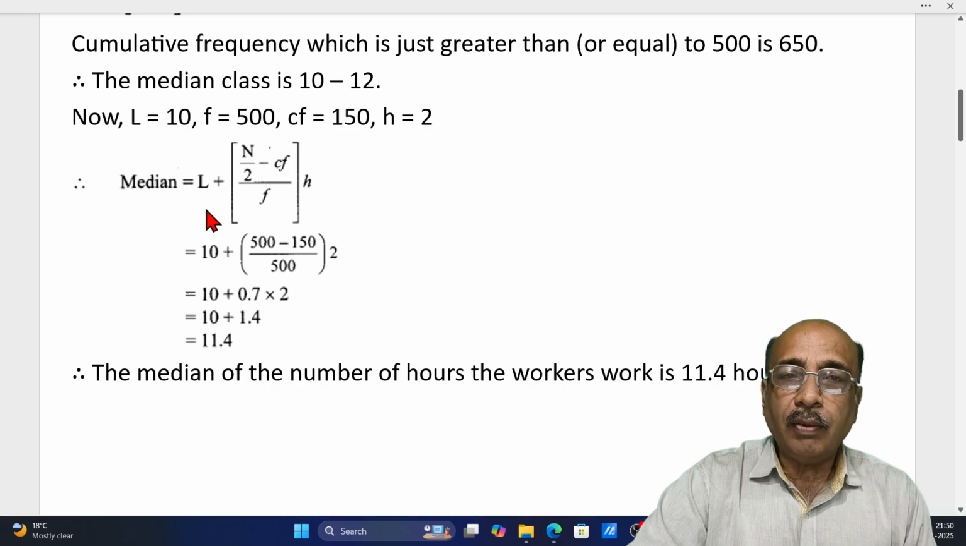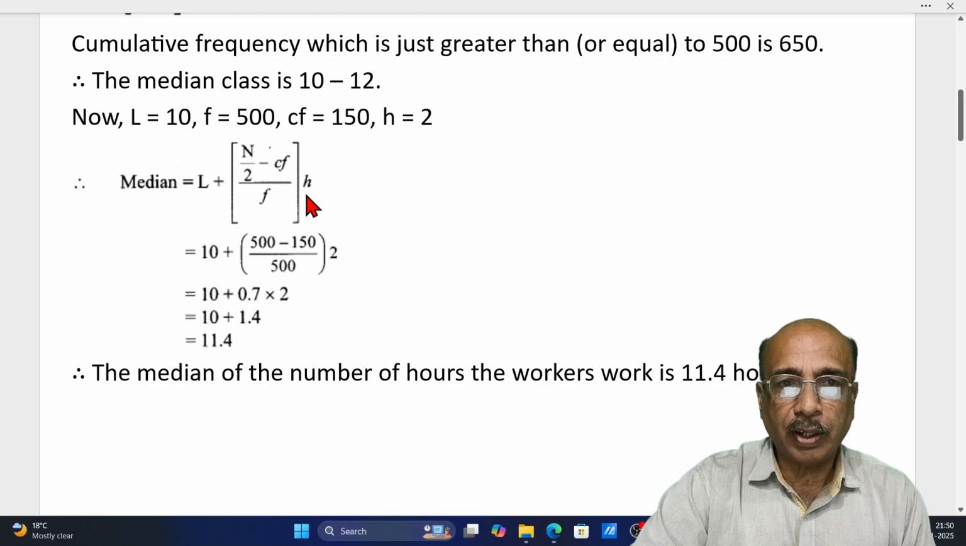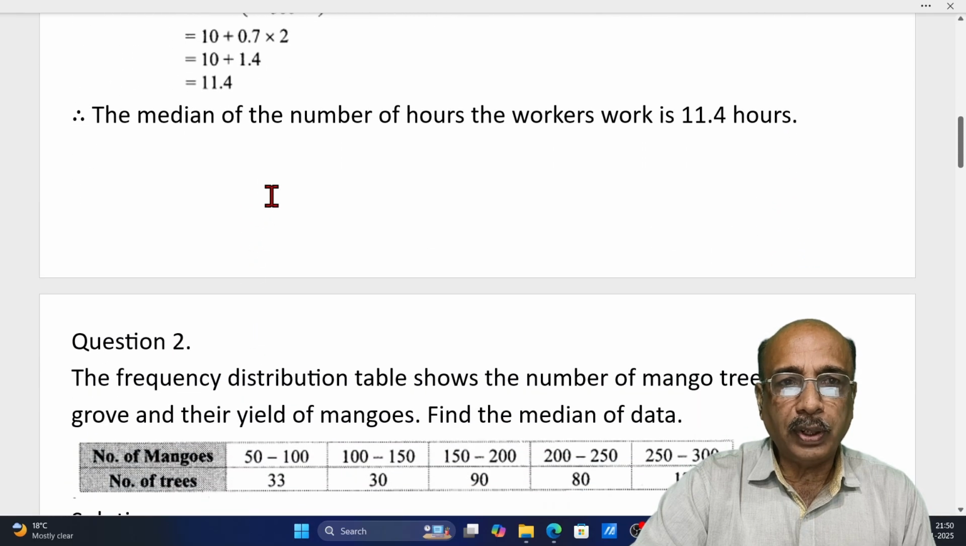Here the median formula is: Median equals L plus, in bracket, n by 2 minus cf upon f, into h. Substitute the values of all the terms here and simplify. You will get median equals 11.4. Therefore, the median of the number of hours the workers work is 11.4 hours.